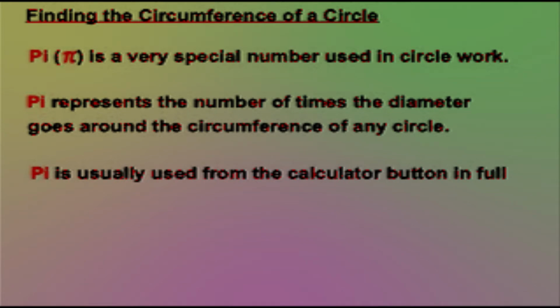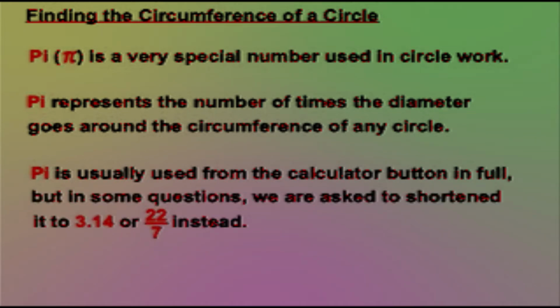So we usually get it from our calculator button. But in some questions we're actually told what form of pi to use. Sometimes we use a rounded off version of 3.14, which is a shortened version of pi, or 22 over 7. An improper fraction of 22 over 7 is also very close to the decimal that we have on our calculator. So every now and again they'll tell us what we should use for pi.